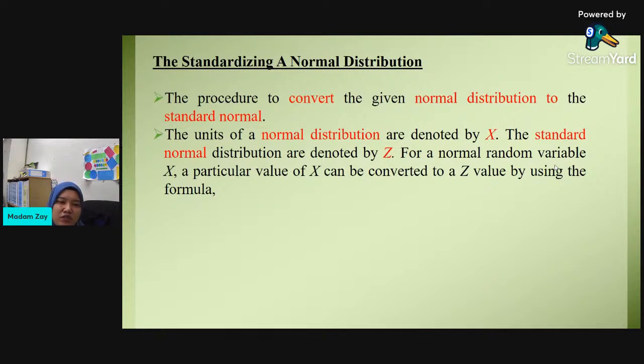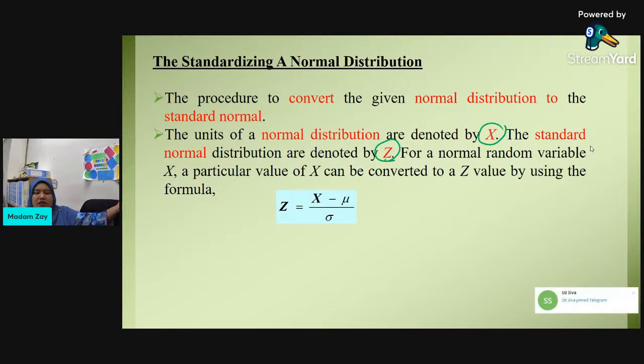Okay, so the unit of normal distribution are denoted by X. The standard normal distribution are denoted by Z. So, beza dia kat sini, kalau normal biasa, kita represent sebagai X kan. Tapi sebab kita nak selesaikan dia, kita kena selesaikan guna standard normal which is denoted by Z. So, for a normal random variable X, a particular value of X can be converted to a Z value by using the formula. So, Z is equal to X minus mu over sigma. Okay, so X minus mu over sigma.